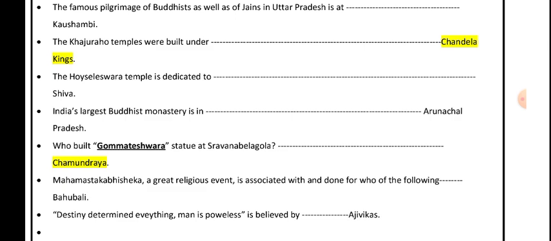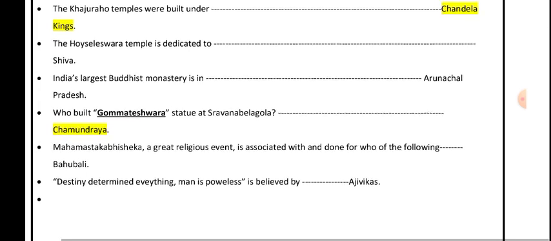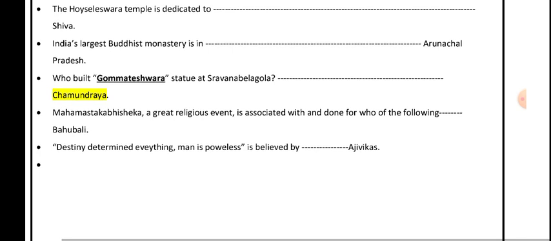The Khajuraho temples were built under the Chandela dynasty, the Chandela kings. The Hoysaleshwar temple is dedicated to Shiva. India's biggest Buddhist monastery is in Arunachal Pradesh. Who built the Gomteshwara statue of Shravanabelagola? Chandragupta Chamundaraya.